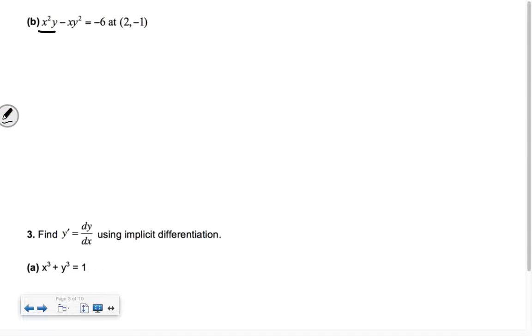So we're going to do the product rule for the first one. I'm going to have first, x squared, times the derivative of y, which is dy over dx, plus the derivative of the first, which is 2x, and then y just as it is. So that was the first product rule.